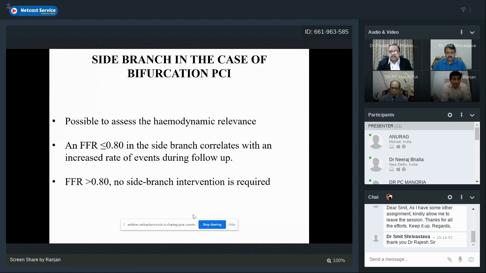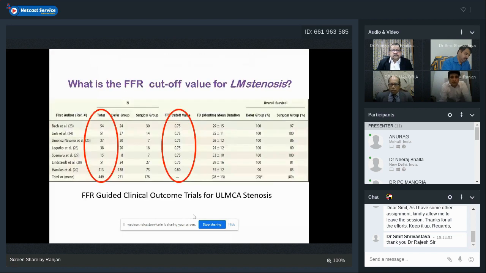That's one easy way of doing it, when you jail the FFR wire in the side branch. Even though the lesion looks 90%, and if the flow is TIMI 3, your chance of the side branch becoming significant is only 27%. So you could avoid stenting the side branch in three-fourths of the cases and prevent the oculostenotic reflex in a side branch. And there are data to show that if you leave an FFR in a side branch and the FFR is normal, which is more than 0.8, then the recurrent events are much fewer.